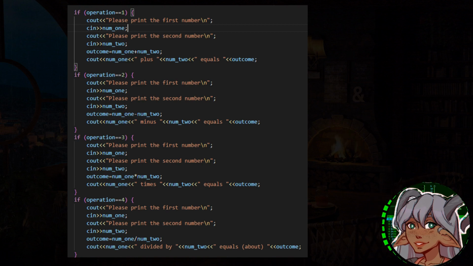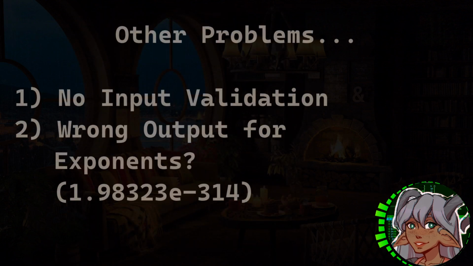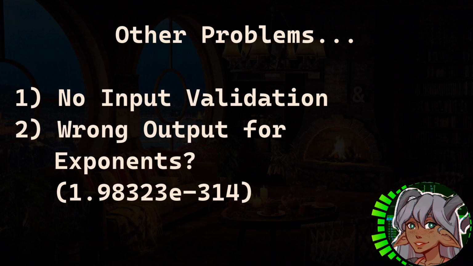Let me be clear. I explicitly coded it that way when I assumed that it just chooses one super quick because C++ compilers are super fast, I heard. I'm frankly lucky that nothing broke. There's also no input validation. And can we talk about the output for the exponent? I didn't even realize that was a problem back then.